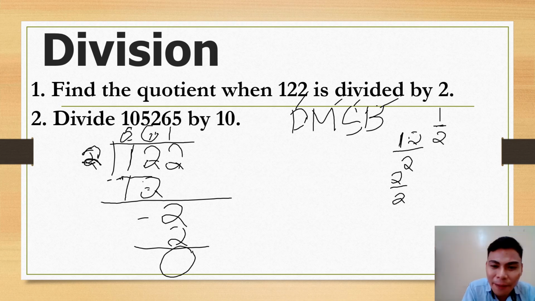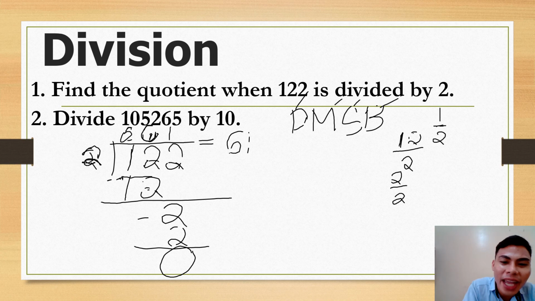May i-bring down ka pa ba? Wala na. If that's the case, this is the answer. Tapos ka na po sa long division. And your answer is 61. Okay? Ganyan lang po ka-basic pag whole number sa division. Okay? DMSB. Okay, so let's have example number 2 for whole numbers.